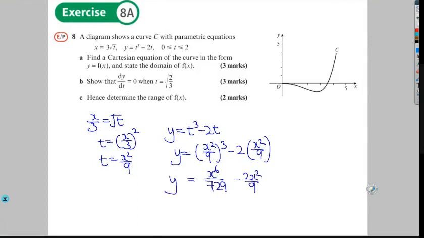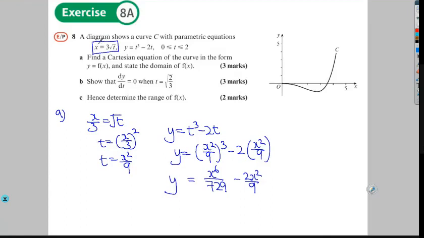So I have y equals t cubed minus 2t, and y equals x squared over 9 all cubed minus 2 times x squared over 9. And we have therefore x to the power of 6 over 9 cubed, which gives you 729, minus 2 x squared over 9. So that's the Cartesian equation because we successfully get rid of all the t's as required.